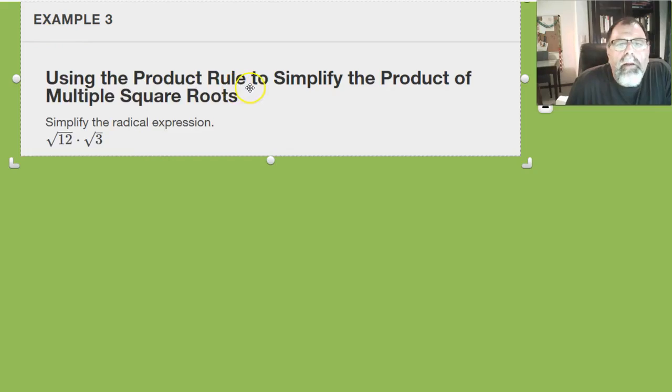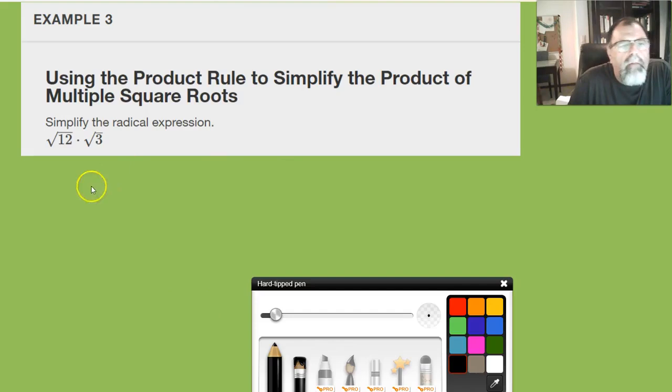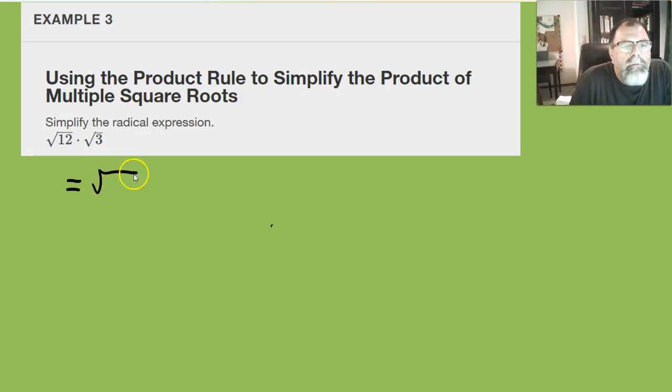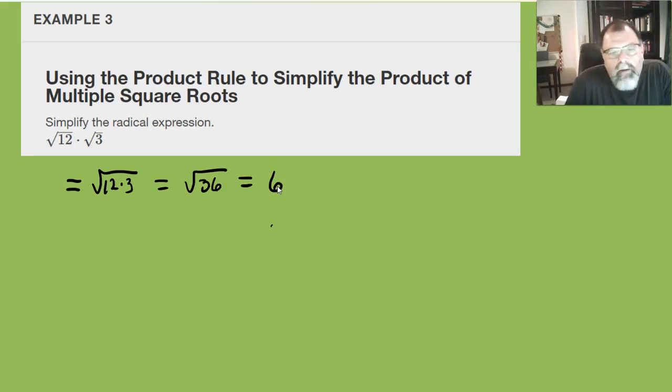Example 3, using the product rule to simplify the product of multiple square roots. Simplify the radical expression. So we have square root of 12 times square root of 3. Now there's a couple ways I do these. This one, since the numbers are small, I would use the product rule to combine this into one first. So square root of 12 times 3, which is 36. And then that's easy to recognize. Well, that's 6 times 6. So I'm not going to factor it. I'm just going to write the answer. It doesn't hurt, if you're not sure, to just type in your calculator the square root of 36, and it should tell you 6.